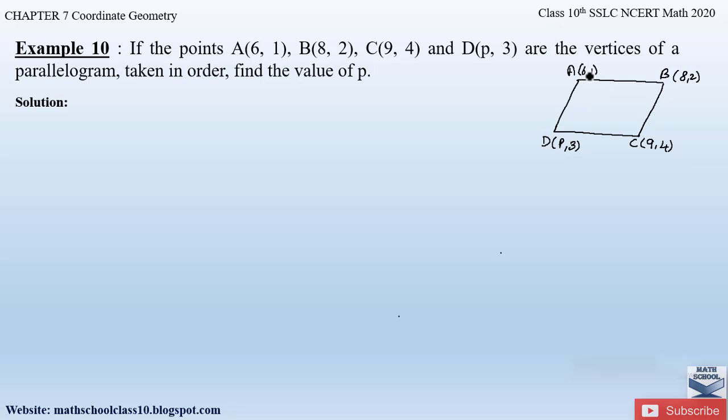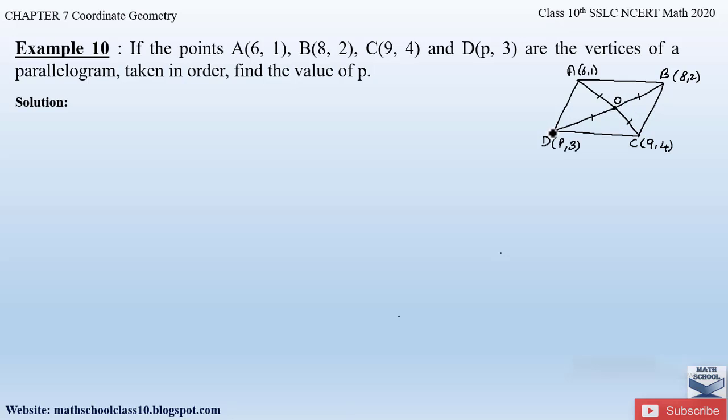Here we can either apply our distance formula to find the value of P by taking the distances AD and DC, but that will be a little longer procedure. We also know one of the properties of a parallelogram: the diagonals AC and BD bisect each other equally. That means DO is equal to OB and AO will be equal to OC. The two diagonals will bisect each other equally at a point O.